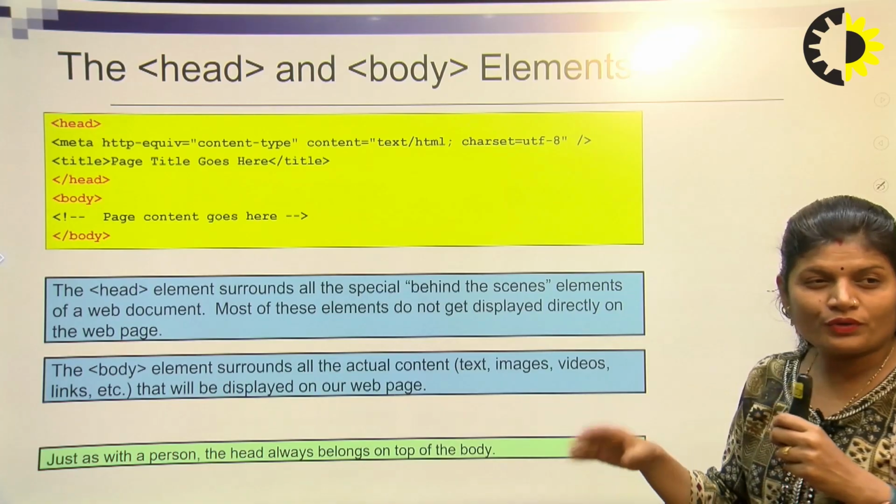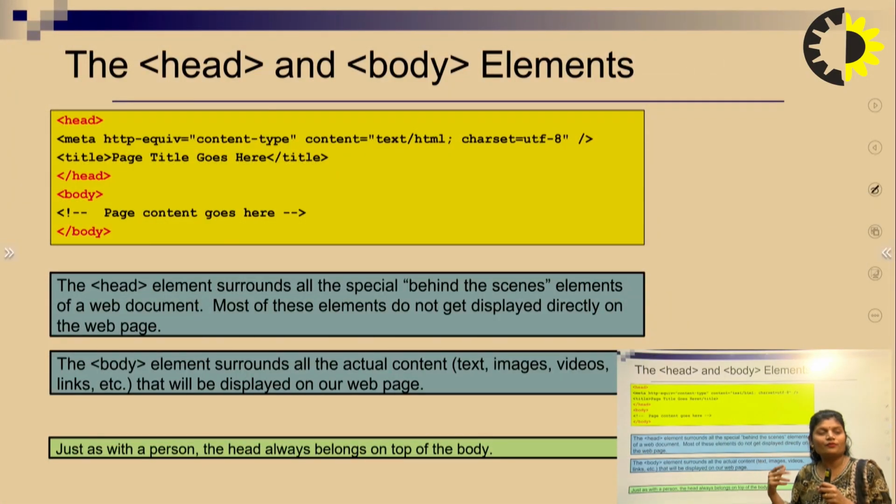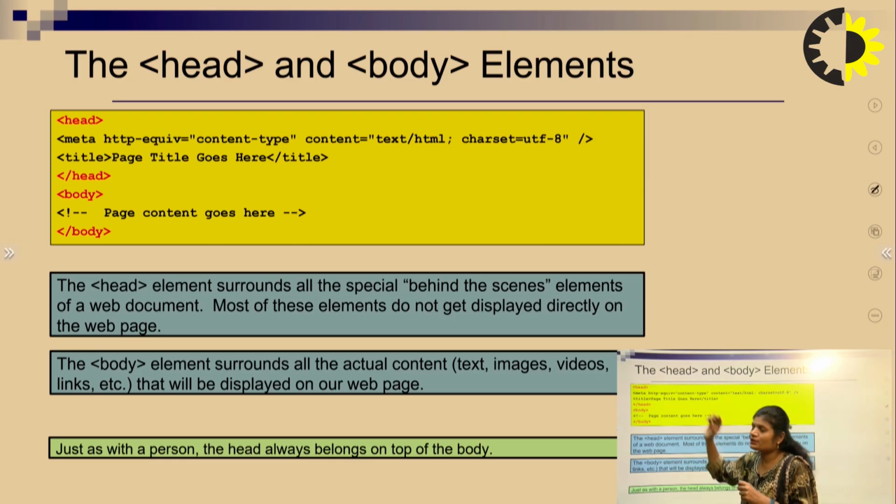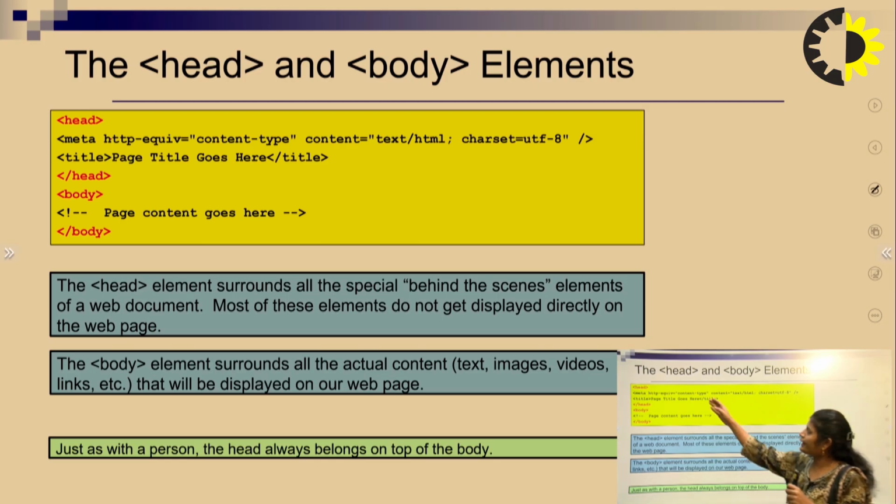writing here some confidential information and some information which is behind the scenes. Okay, like which content type you are using, text and HTML, which character set you are using, like UTF, and the title of the page. All these come in the head section. And the body part provides the actual content, like you see in your page: text, images, videos, links that will be displayed on our web page. So the body provides the actual content of your website, and the head section carries the things which are behind the scenes.